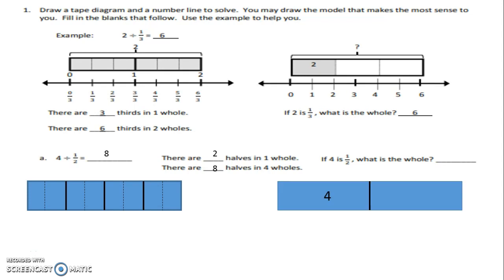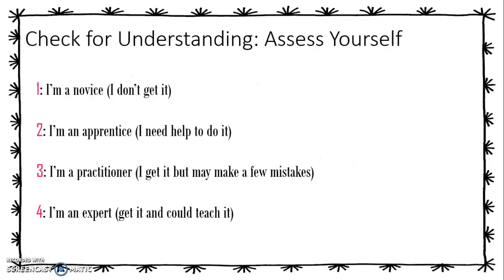If I split it in half and I know that this side is 4, then that must mean that this other side is 4. So 4 plus 4 would give me a total of 8.